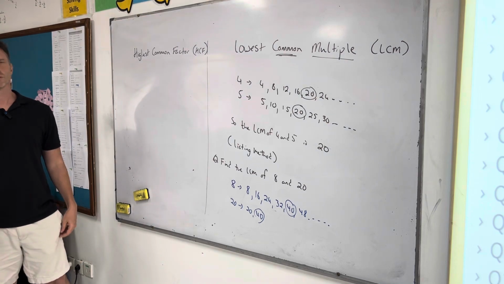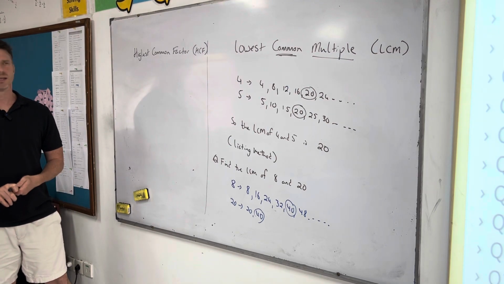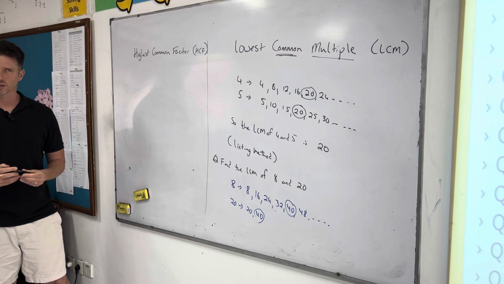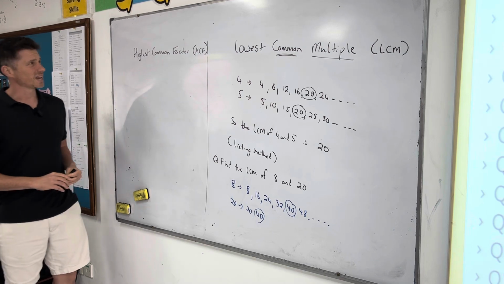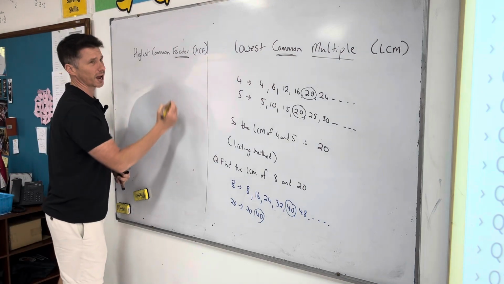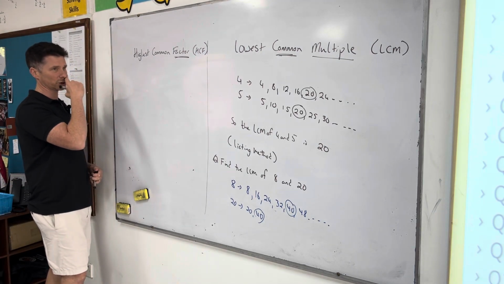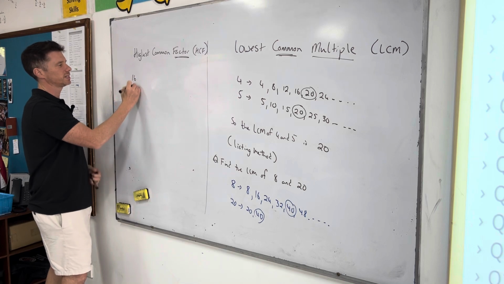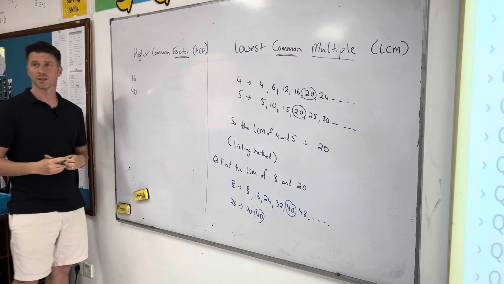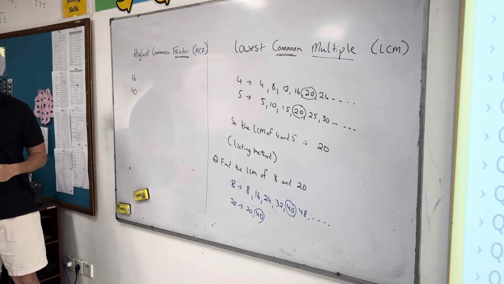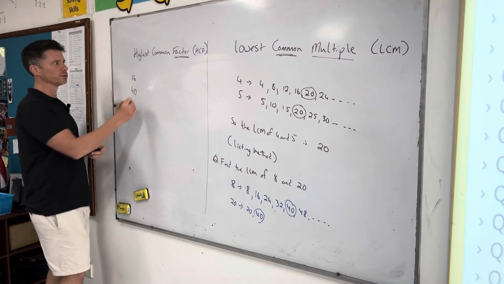Okay, so that's lowest common multiple. This is the listing method. The second one we're looking at is highest common factor. We'll also look at the listing method for this. Same thing, we start off with factors. So we get two numbers. Let's look at 16 and 40.